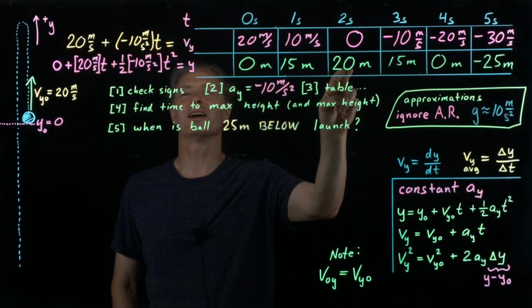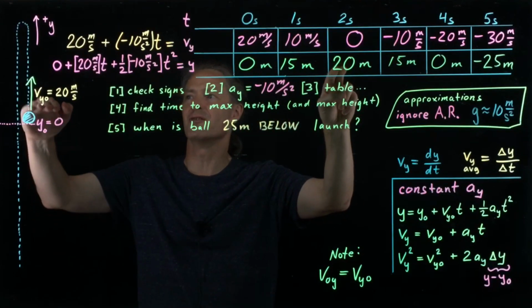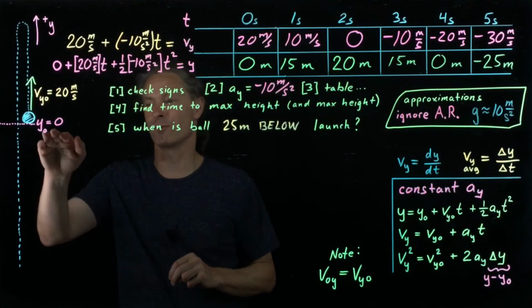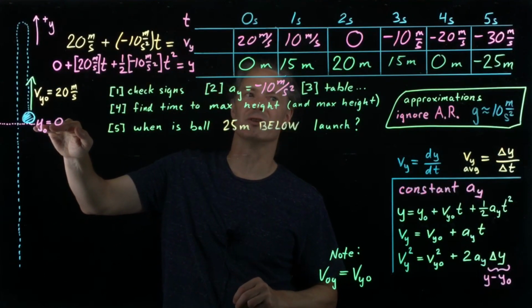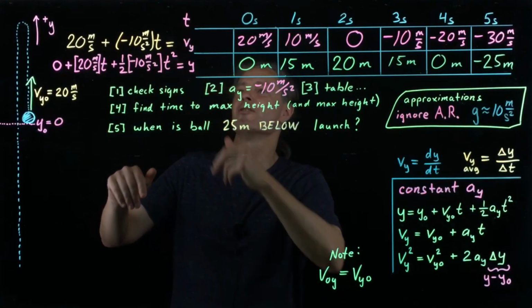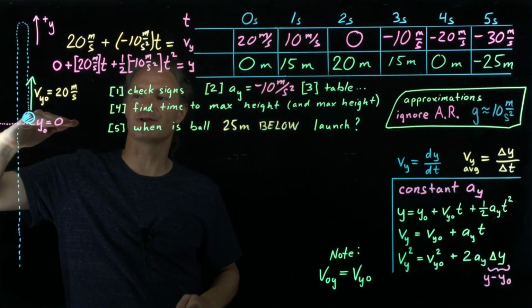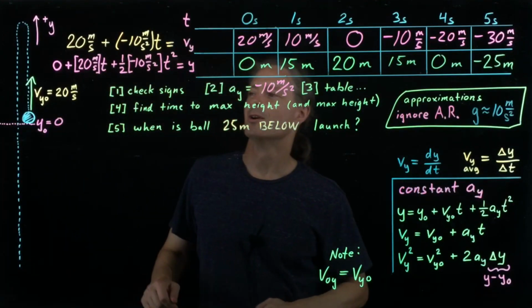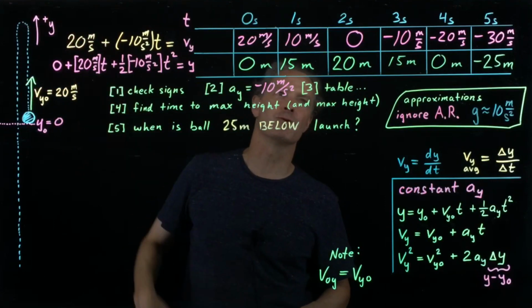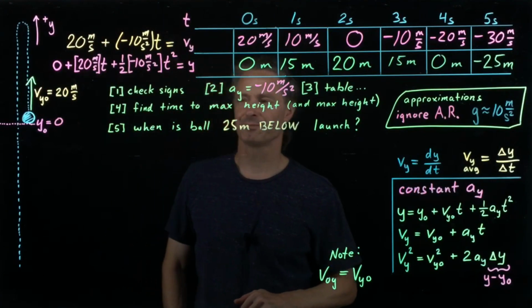So its maximum height turns out to be 20 meters above the point of launch, because we've taken our y equals 0 value to be at the point of launch. So all our y values correspond to values measured from this launch point. So the object reaches a maximum height of 20 meters above the point of launch.